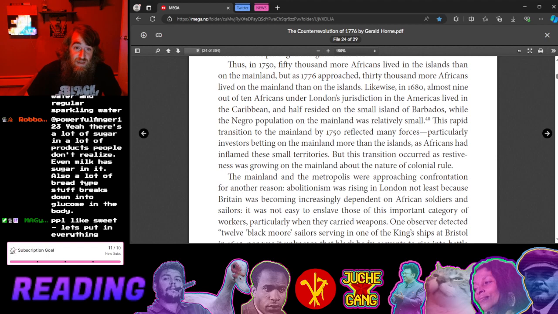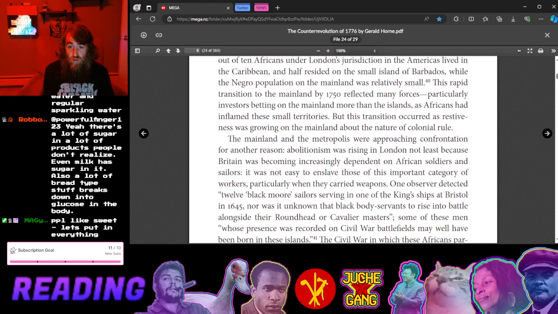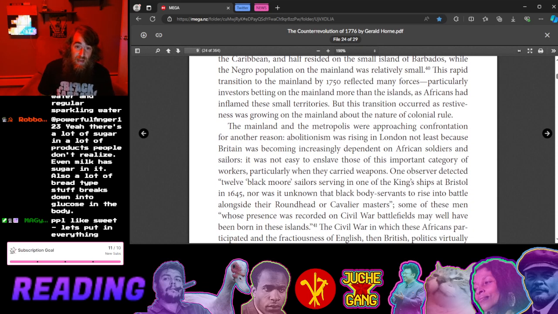Thus, in 1750, 50,000 more Africans lived in the islands than on the mainland. But as 1776 approached, 30,000 more Africans lived on the mainland than on the islands. Likewise, in 1680, almost 9 out of 10 Africans under London's jurisdiction in the Americas lived in the Caribbean, and half resided on the small island of Barbados, while the Negro population on the mainland was relatively small. This rapid transition to the mainland by 1750 reflected many forces, particularly investors betting on the mainland more than the islands, as Africans had inflamed these small territories. But this transition occurred as restiveness was growing on the mainland about the nature of colonial rule.